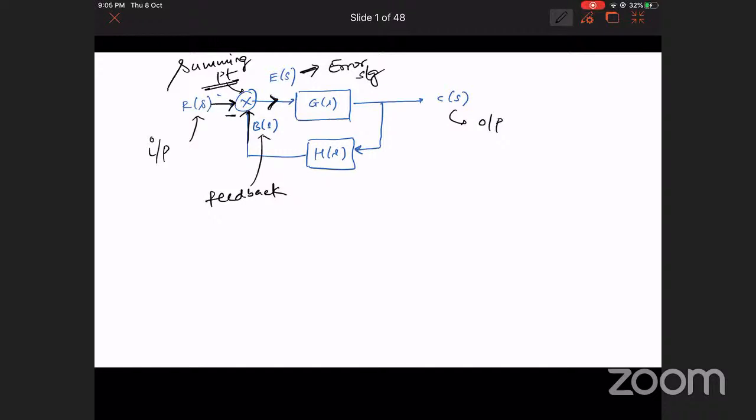So guys, let's switch back to our topic. E of s, okay, somebody has answered it is R of s plus B of s. Reddy, you are wrong this time. E of s is equal to R of s minus B of s, guys. Why minus? Because there is a negative sign.